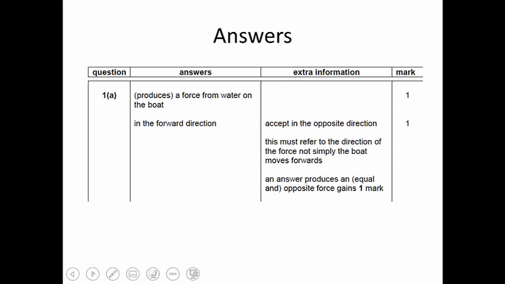Okay, so the first mark is for saying that there is a force from the water onto the boat. So because we've got the boat putting a force on the water, that puts an equal and opposite force on the boat. And because it's opposite, it's in the forward direction, or in the opposite direction. Okay, any questions? Just let me know.